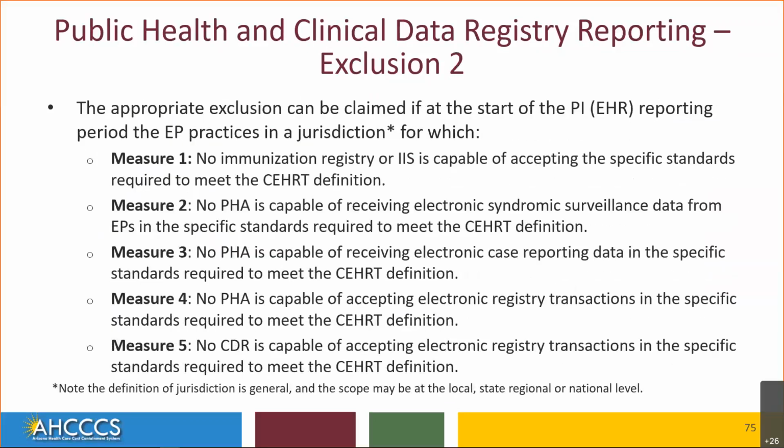For exclusion 2, the appropriate exclusion can be claimed if at the start of the PR reporting period, the EP practices in a jurisdiction for which, for Measure 1, no immunization registry is capable of accepting the specific standards required to meet the CEHRT definition. For Measure 2, no public health agency is capable of receiving electronic syndromic surveillance data from EPs in the specific standards required to meet the CEHRT definition. And that goes on and applies to Measures 3, 4, and 5. So if the appropriate registry is not capable of accepting that data in the specific standards required to meet the CEHRT definition, the providers can claim the exclusion.